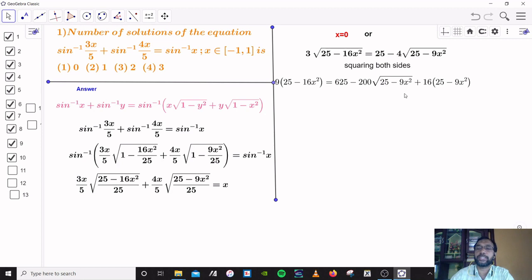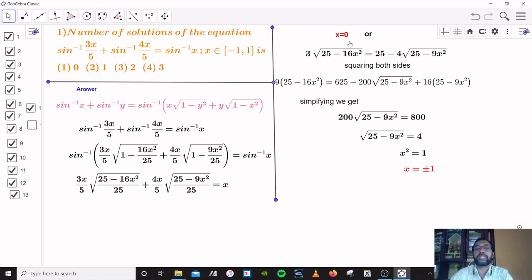Now we can easily simplify this equation by taking the term containing the square root to the left side and all of the other terms to the right side. Then we get 200 into root of 25 minus 9x square is equal to 800. Dividing by 200, it becomes root of 25 minus 9x square is equal to 4, and squaring on both sides and simplifying we get x square is equal to 1. X square is equal to 1 means x is equal to plus or minus 1. These are the other two values of x satisfying the given equation.